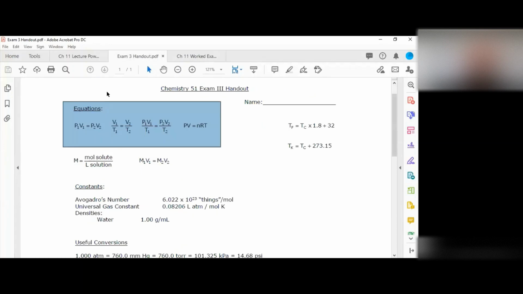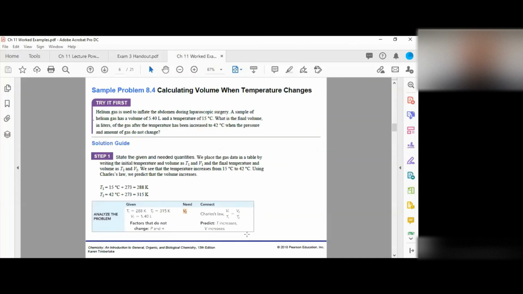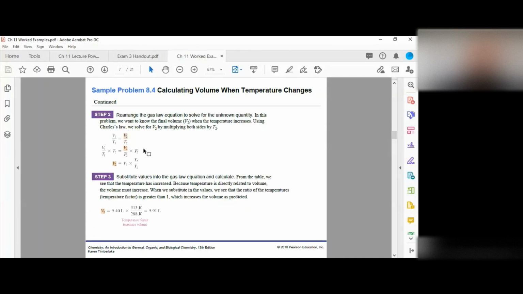Okay, so T1, T2, V1, V2. When you look at the exam handout, you're going to find the only equation that fits this data is the second equation, which is Charles' law. Charles' law is written as V1 over T1 equals V2 over T2. Math taught me that if I want to rearrange this equation to solve for V2, I will need to do the following: cross multiplication, and then solve for V2.